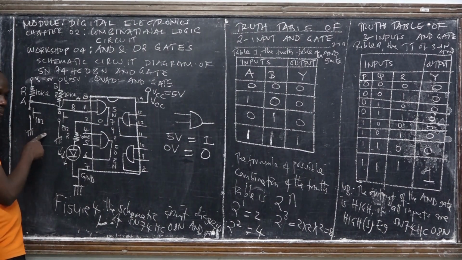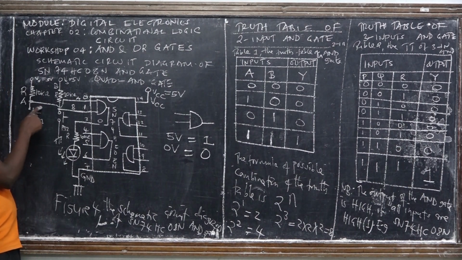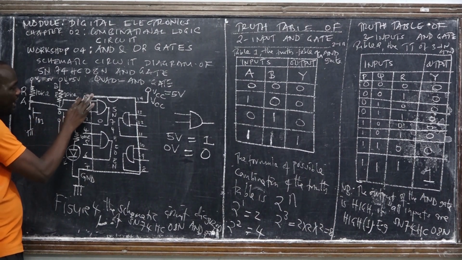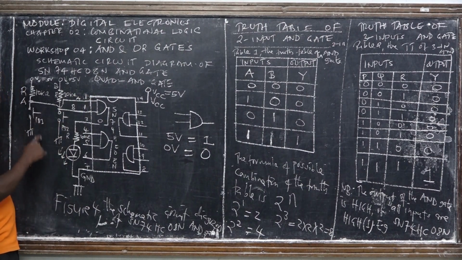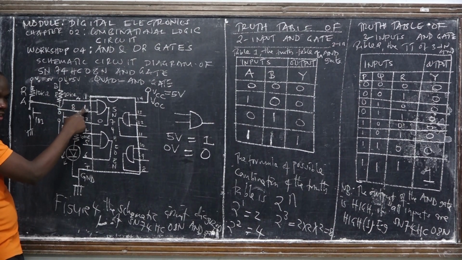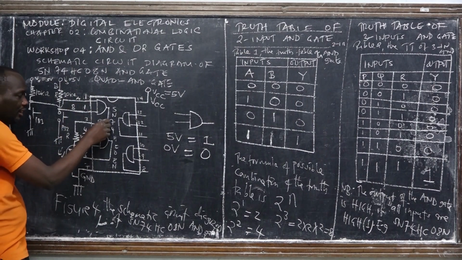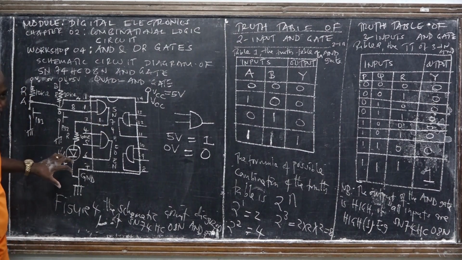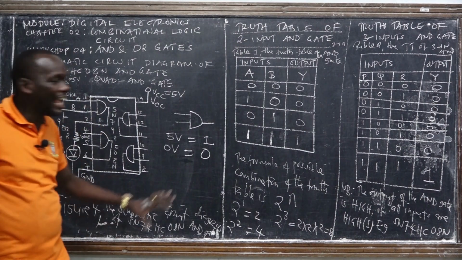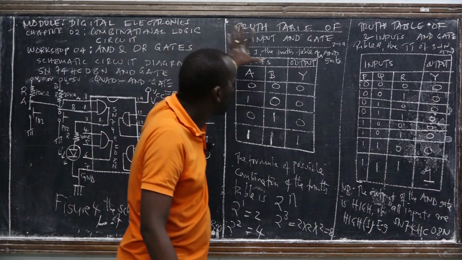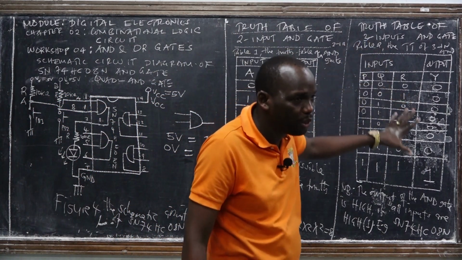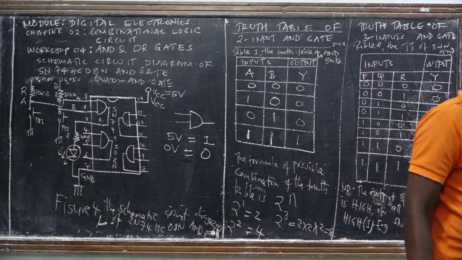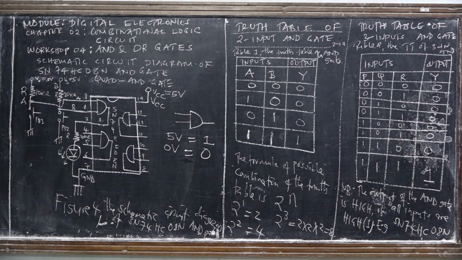So we don't press push button number 1. The potential drop is 5 volts, its bit is 1. Right? We don't press push button number 2. The potential drop across it is 5 volts. The binary bit is 1. 1 times 1 is what? 1. The LED will turn on. Then we have already verified the truth table of the 2-input AND gate. That's the end of the story.